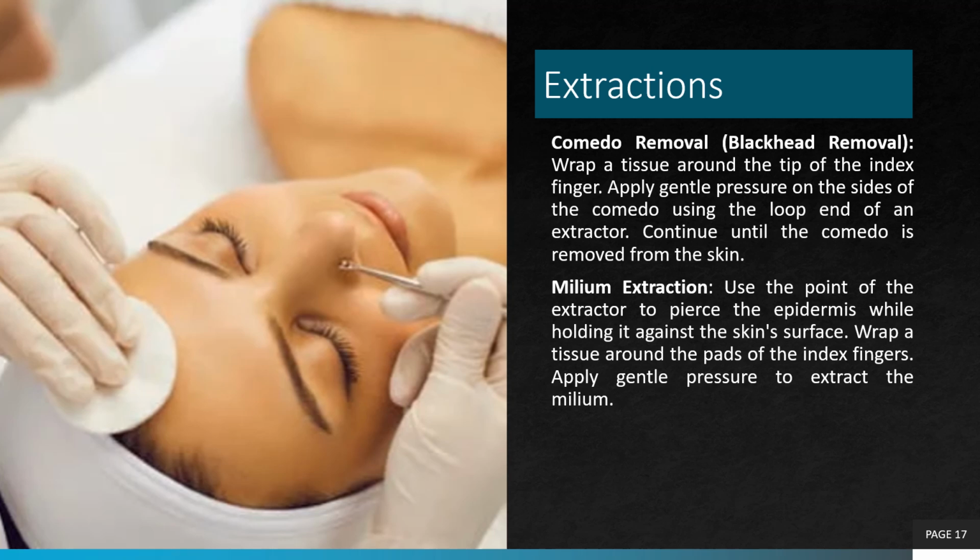For milium extraction, use the point of the extractor to carefully pierce the epidermis while holding the tool against the skin surface. After piercing, wrap a tissue around the pads of the index fingers and apply gentle pressure to extract the milium. This process should be done with care to avoid damaging the skin.